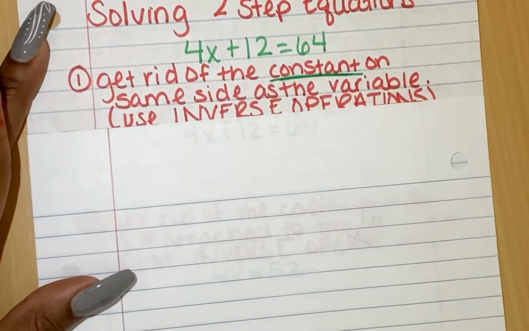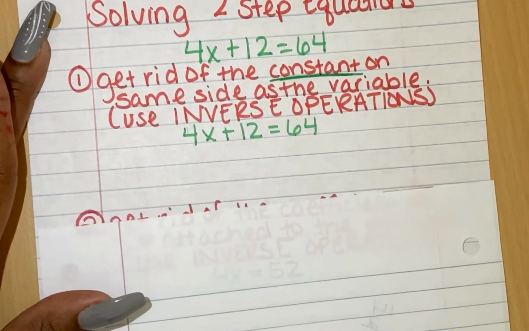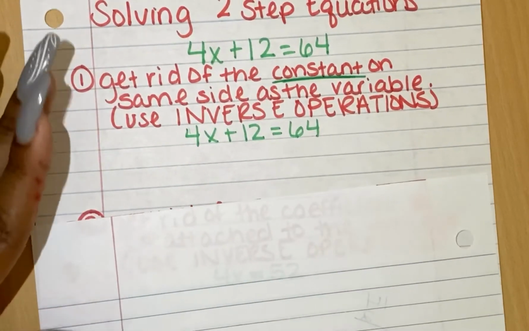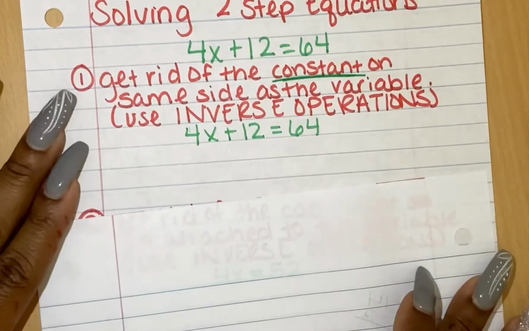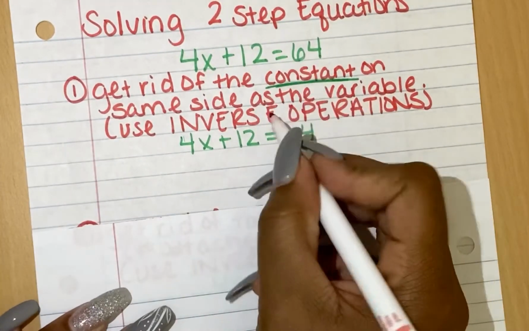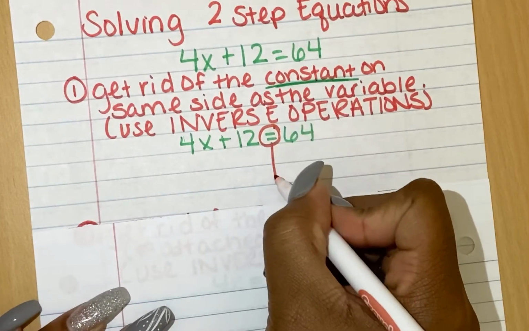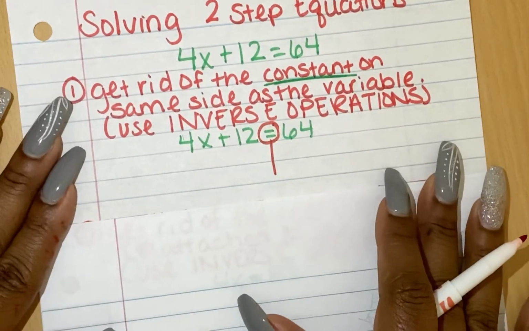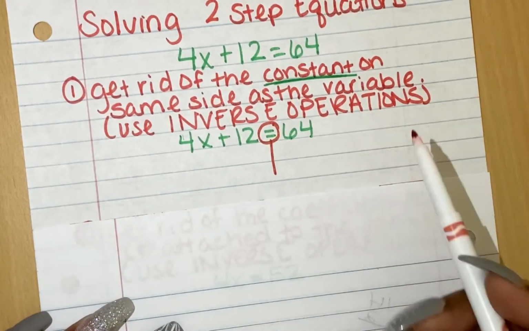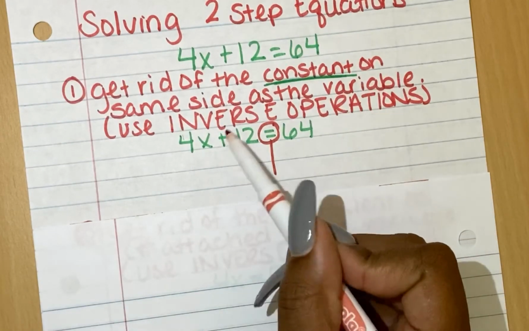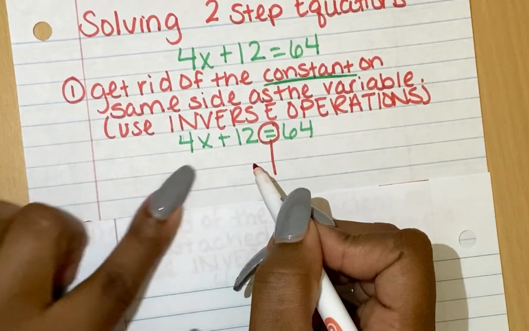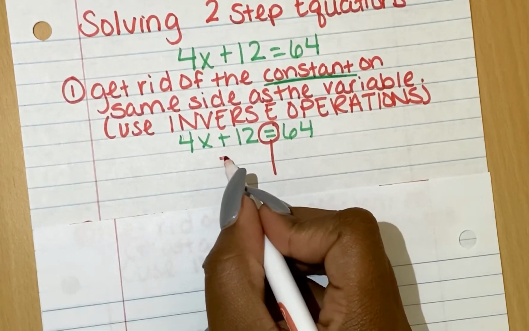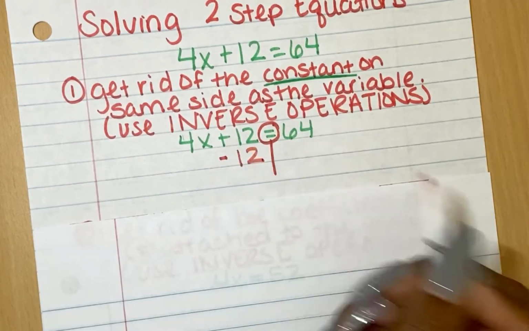using inverse operations, okay? So this is what we started with, and I want to get rid of the constant first. Now, the strategy that we're going to use is lollipop so that I can separate both sides of my equal sign. The constant is the one that is not attached to the variable, but it's on the same side as the variable. That is what I want to get rid of. It gotta go.